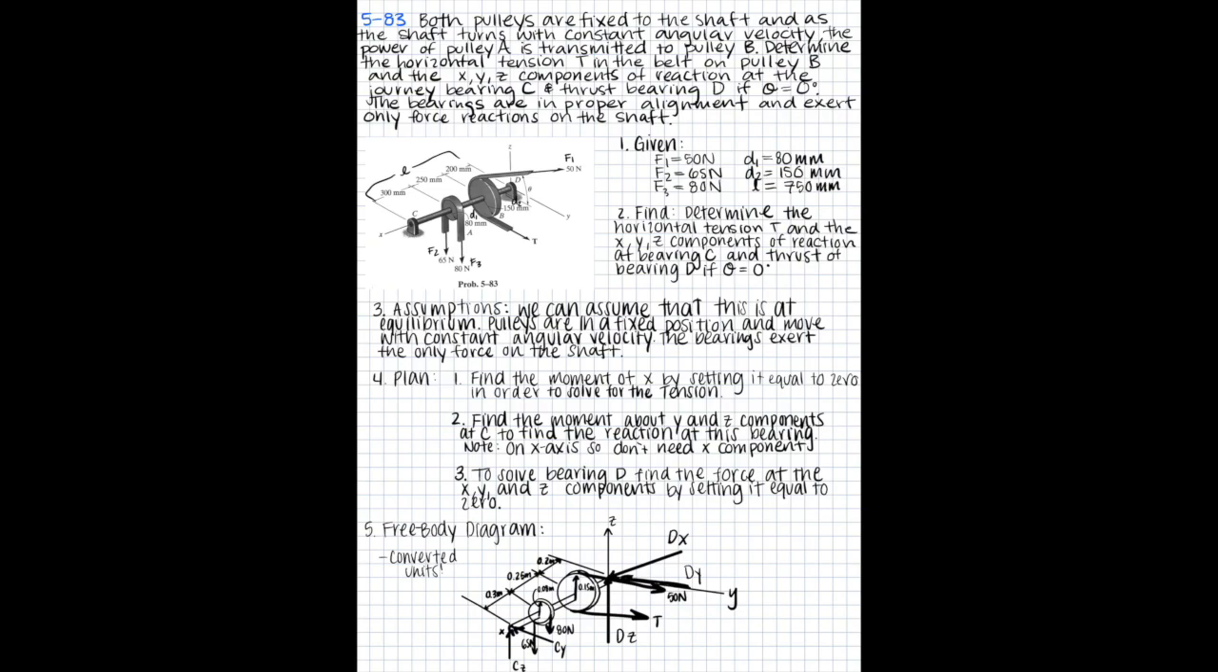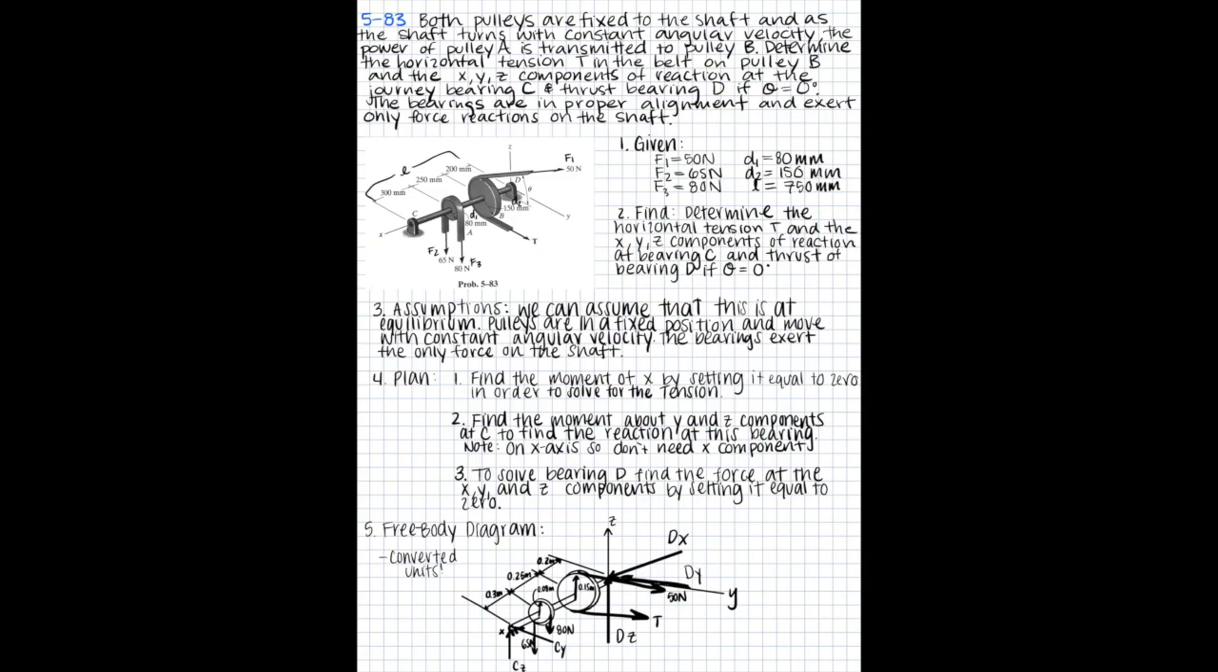That then brings us to step 2, which is to determine what we need to find, and we need to determine the horizontal tension T and the X, Y, and Z components of the reaction at bearing C and the thrust of bearing D if theta equals 0. That means we have to make assumptions, and we can assume that this is at equilibrium. Pulleys are at a fixed position and move with a constant angular velocity, and the bearings exert a force only on the shaft. Step 4 would be then to make a plan.